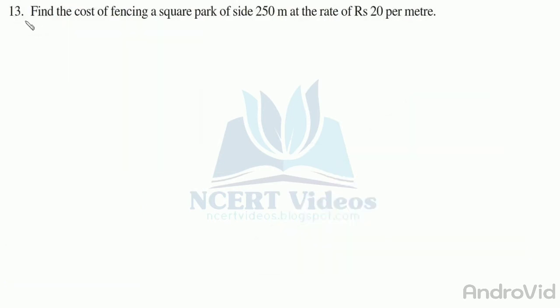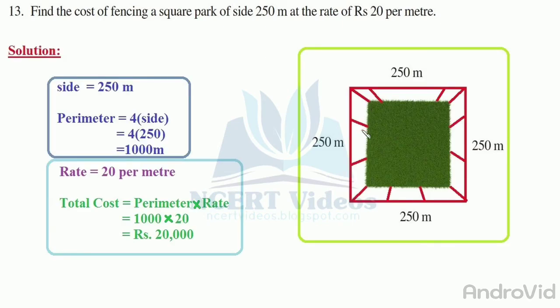13. Find the cost of fencing a square park of side 250 meter at the rate of rupees 20 per meter. So this can be visualized. This is your square field having sides 250 meter, and the rate is given, that is rupees 20 per meter.